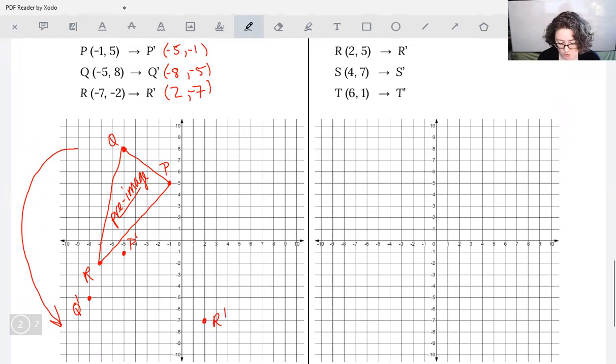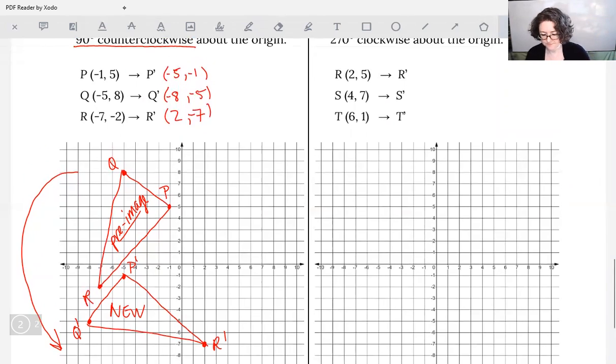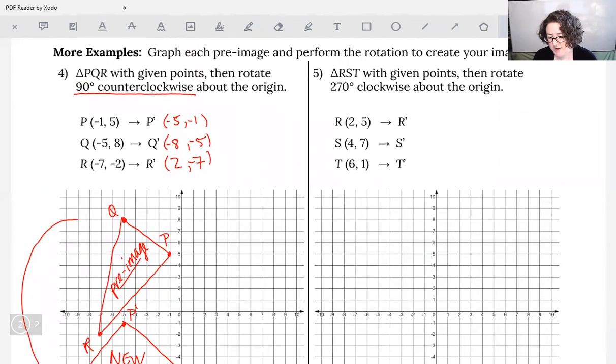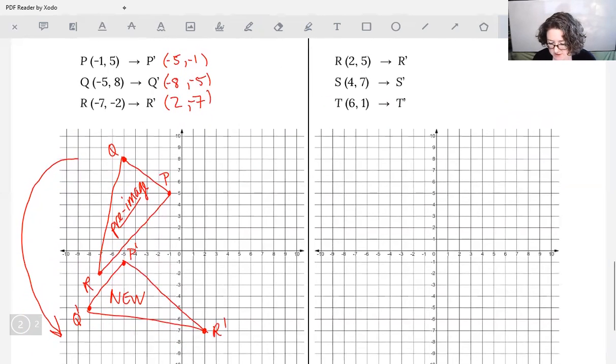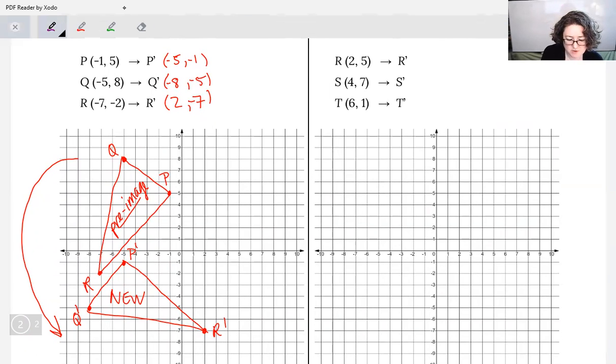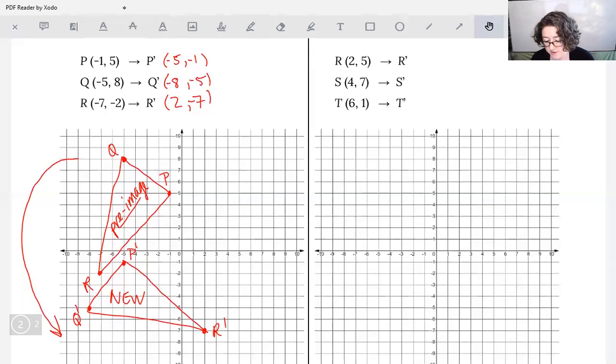So let's connect all the new points. There we go. So there's our new image. And it looks like we took the whole thing and just rotated it around. Awesome. Let's try another one. Okay, number 5, we have triangle RST. We're given those points, so same thing. Let's start out by plotting this. So actually, I'm going to change colors on this one because having both red might have been a little hard to see. Let's do our original one in purple.